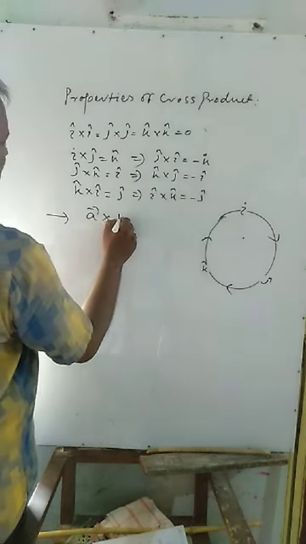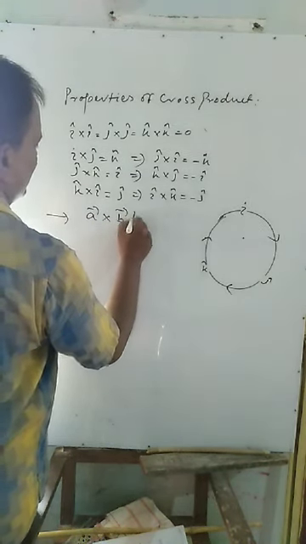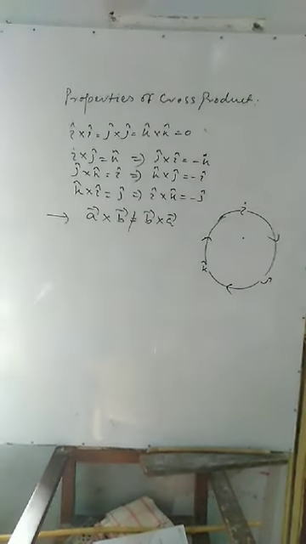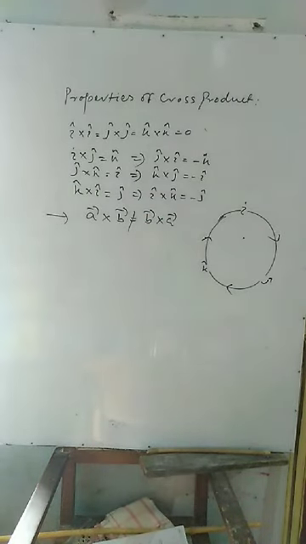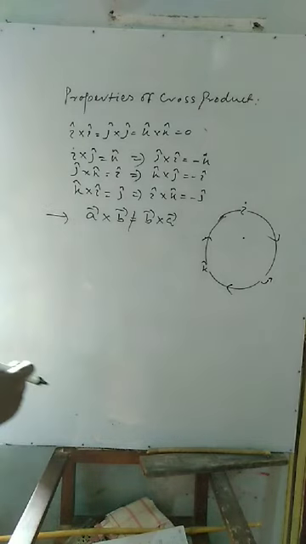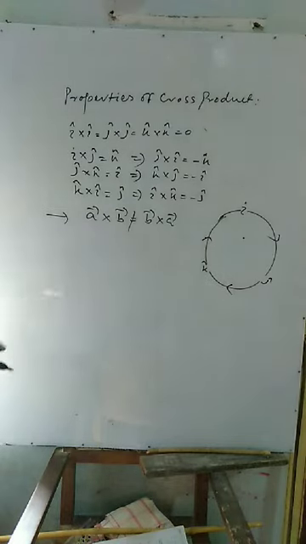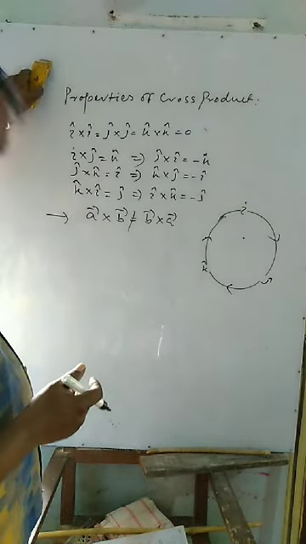Here it is not commutative. A cross B is not equal to B cross A. It is not commutative. So these are a few properties.